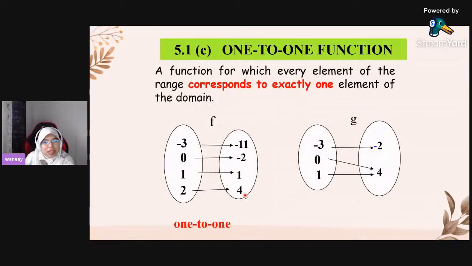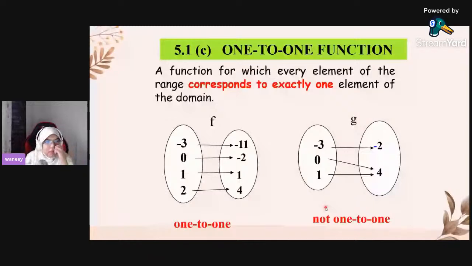So this is not a one-to-one function. Why? Because both 0 and 1 go to 4. So this is not one-to-one, but many to one. Those are many to one, because you have two on the left and one on the right. So, many to one. Okay, next.